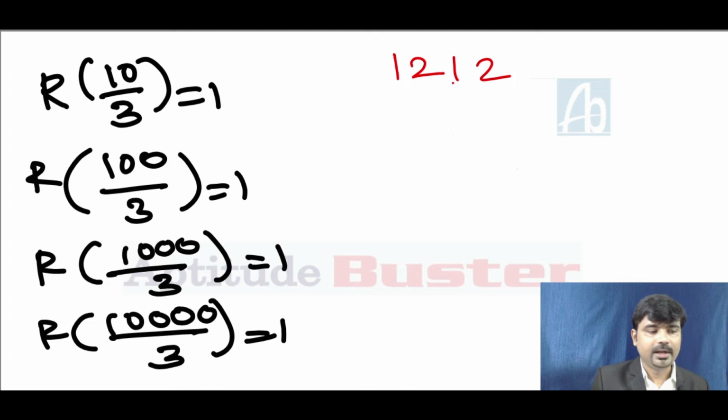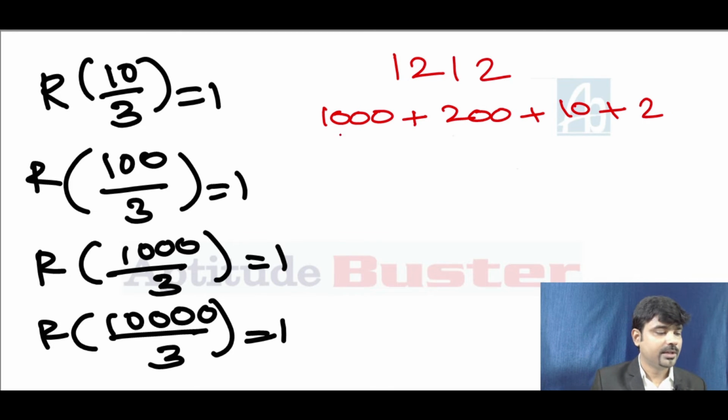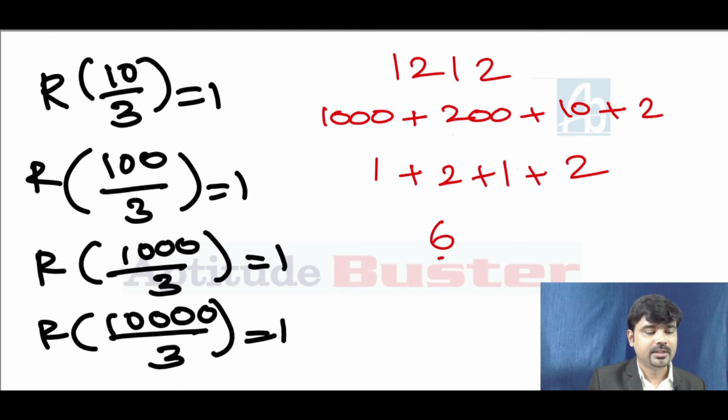1212 can be written as 1000 plus 200 plus 10 plus 2. What's 1000 divided by 3? The remainder is 1. 100 divided by 3, remainder is 1. 200 divided by 3, the remainder is 2. 10 divided by 3, remainder is 1. 2 divided by 3, the remainder is 2. The sum of the digits is 6. It is divisible by 3.